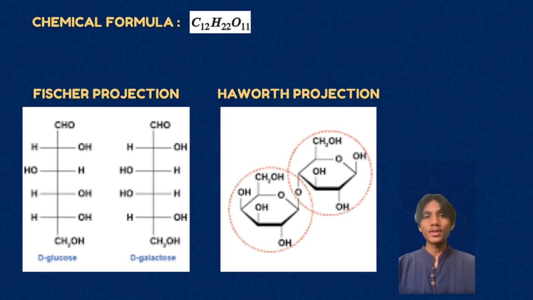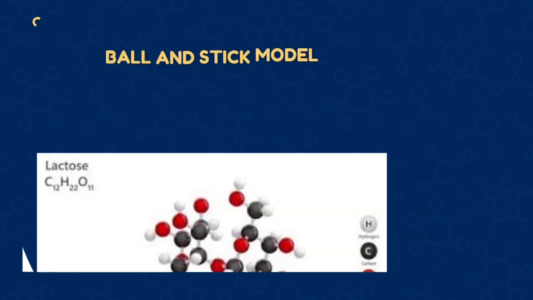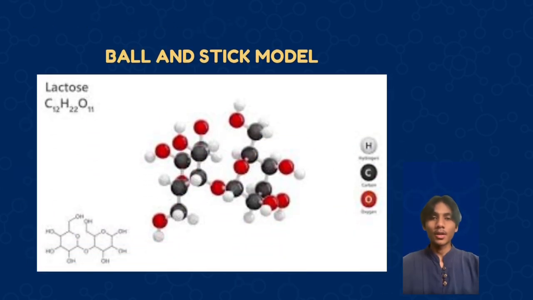In the Fischer projection, the linear arrangement of atoms allows us to clearly identify each monosaccharide unit. When represented using the Haworth projection, the cyclic structure of lactose becomes more apparent, making it easier to visualize the glycosidic linkage due to the presence of a free anomeric carbon in the glucose unit. Lactose is classified as a reducing sugar. This is the ball and stick model for lactose.